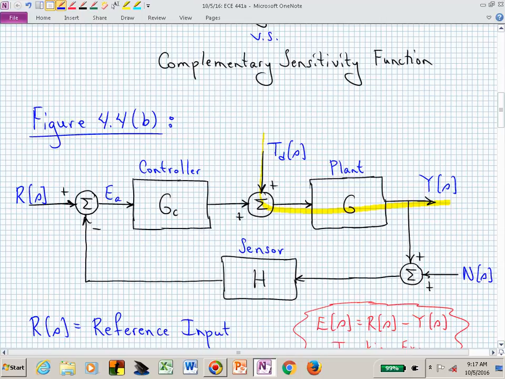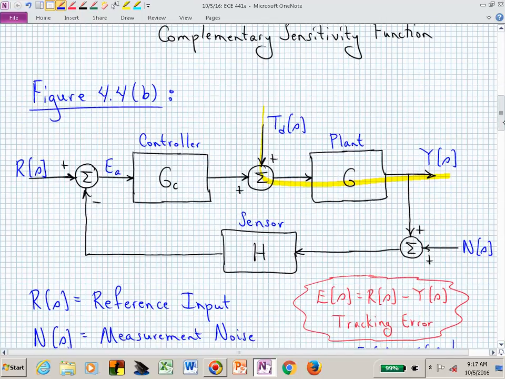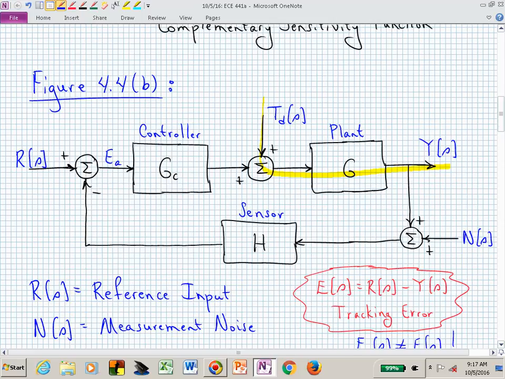what frequency range do we typically have for our reference input? What kind of signals are we trying to track? Are they changing rapidly, typically? No. And if we look at the noise, what frequencies are the noise signals typically? Higher frequencies than probably our disturbance. We have low frequency reference signals.